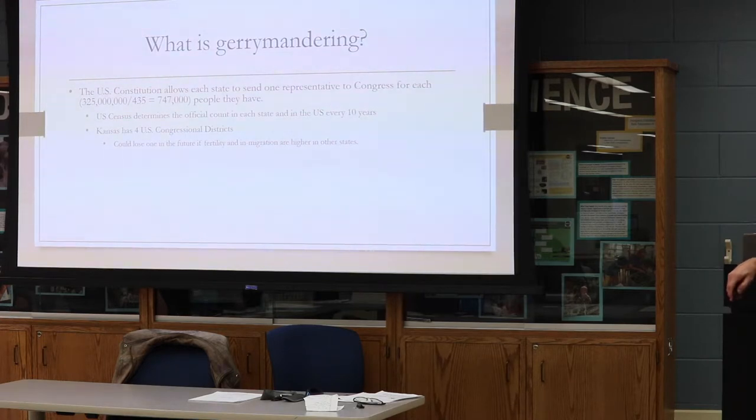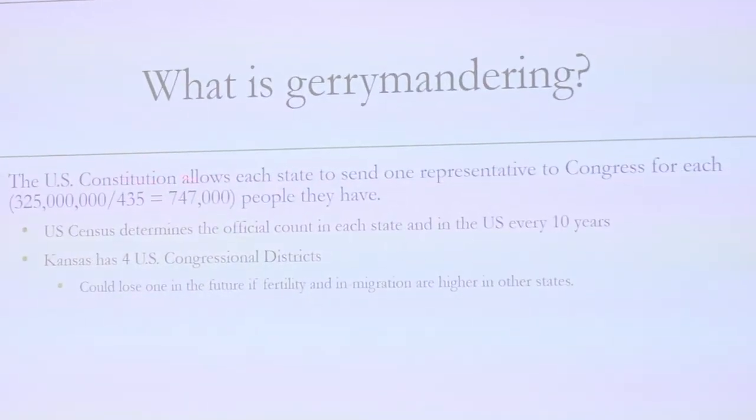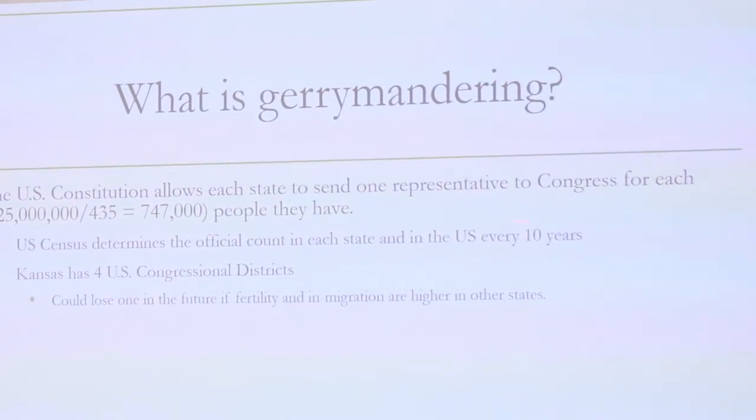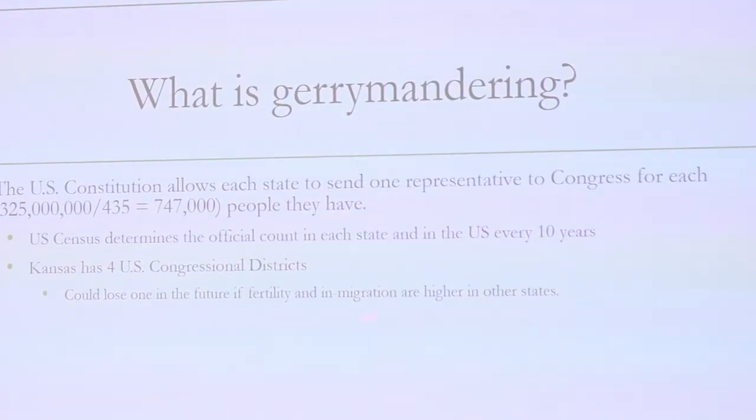To understand what gerrymandering is, you first have to understand the basics of how we determine the congressional districts in our country. And this, again, is constitutionally mandated. The Constitution allows each state to send one representative to Congress for each N number of people. And right now this number is about 747,000. The way they get this is they take the total population and divide it by the number of seats available. And that's why the census is so important, to know the number of people needed for each congressional seat.